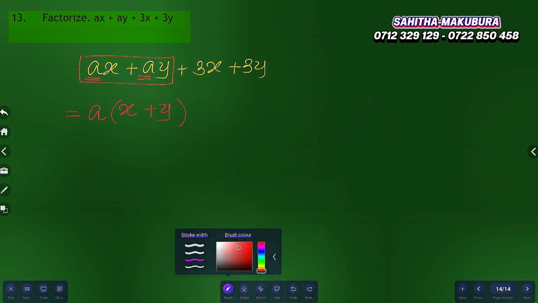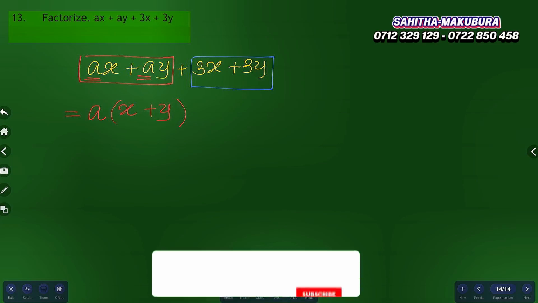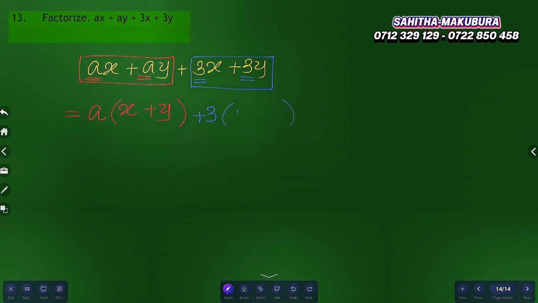Now when you consider the second two terms, do we have a common factor again? Yes, positive 3 is a common factor. So let's take positive 3 out. We will have x plus y, because x comes from here and y comes from here.